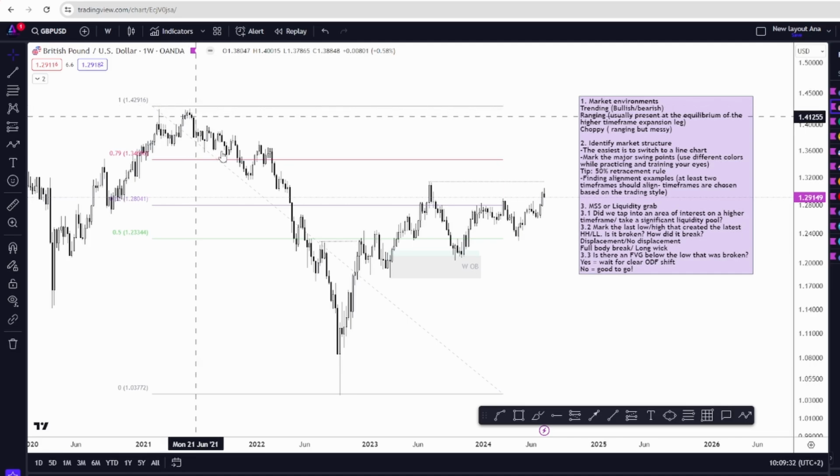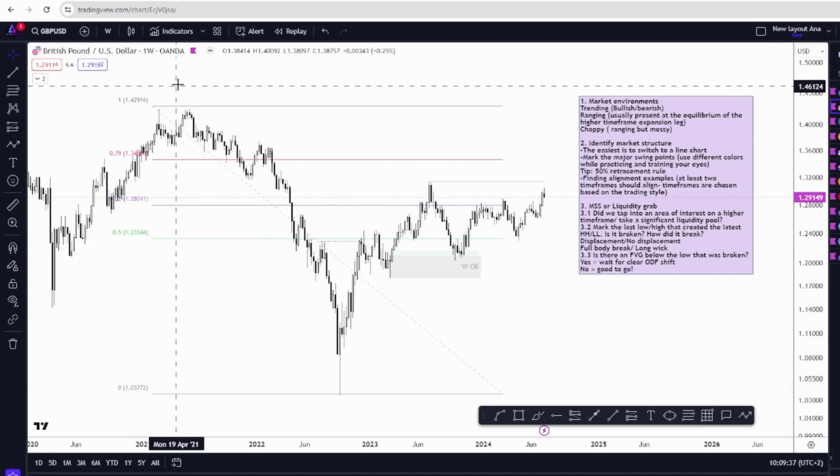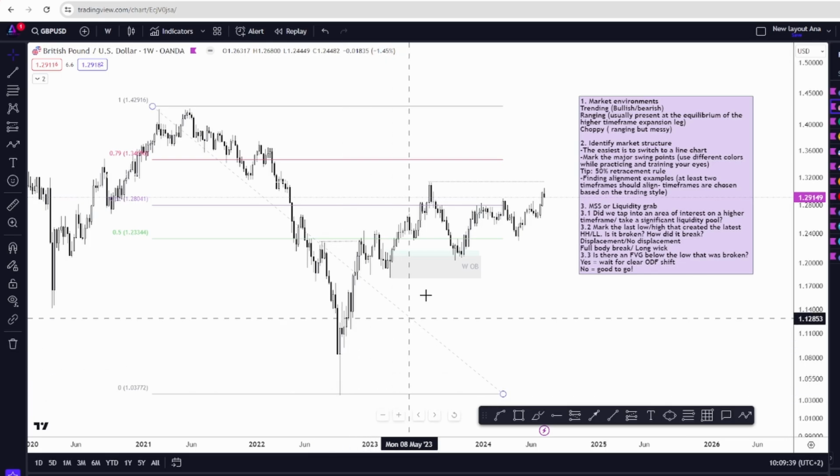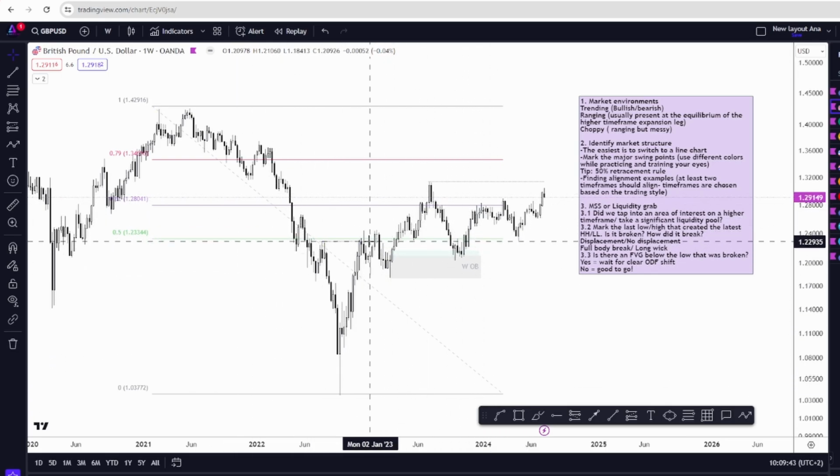Here's just one example. This is a weekly chart on pound dollar. We can see that from the last expansion leg on the downside, price has been ranging near the equilibrium. And if you go to DXY, if you go to Euro, you will see the same pattern occurring around equilibrium. And this applies also to lower time frames, not only the higher time frames.